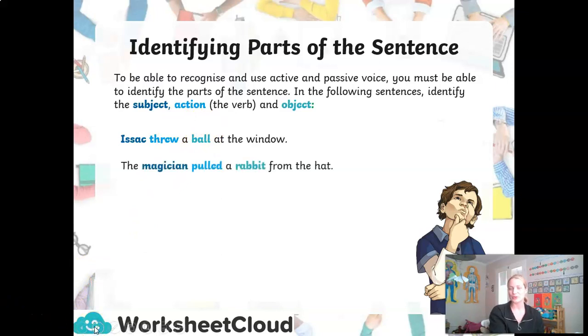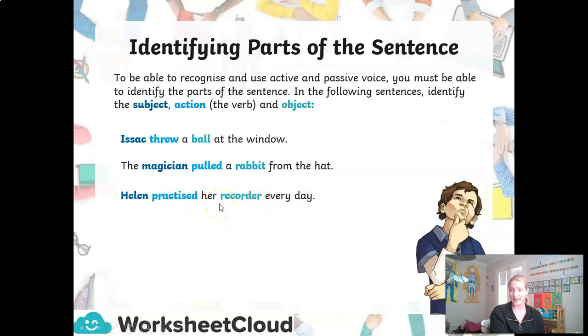The magician pulled a rabbit from the hat. The magician is the subject because he or she is performing the verb, which is pulled, and the rabbit is the one that's being pulled. So therefore the object. And lastly, Helen practiced her recorder every day. Helen is the subject because she is practicing, which is the verb practiced, her recorder. The recorder is the object of the sentence.